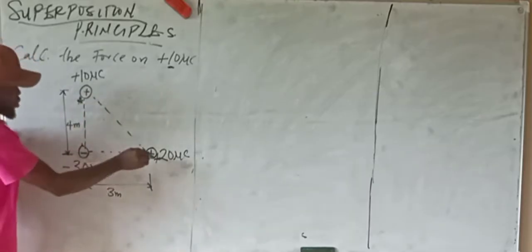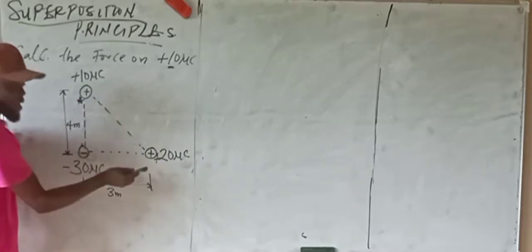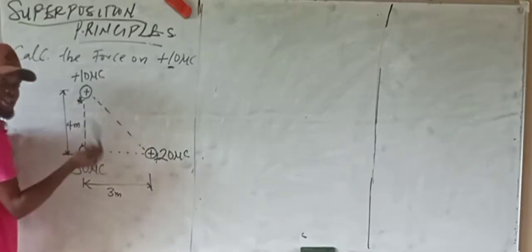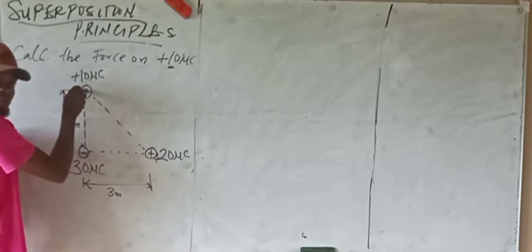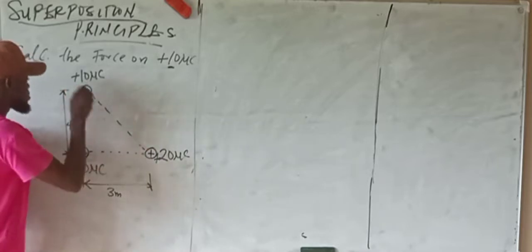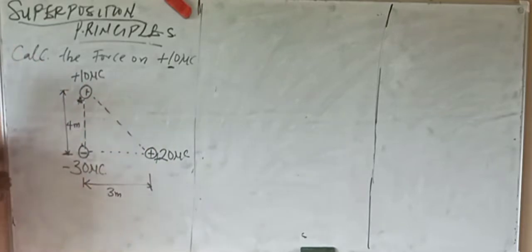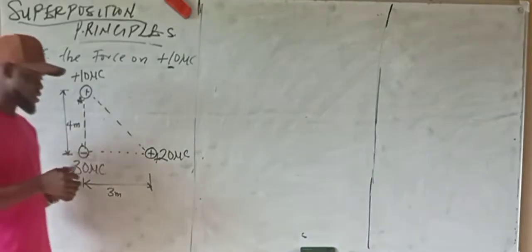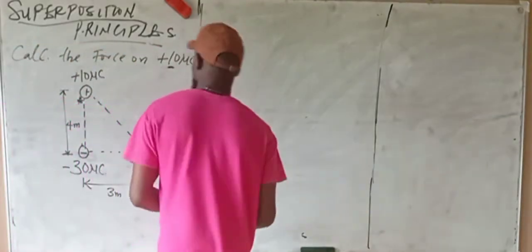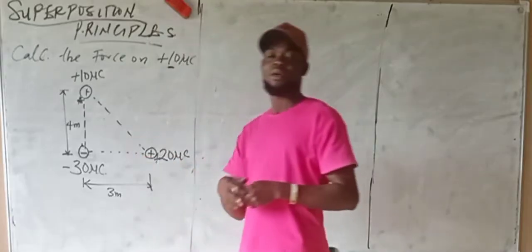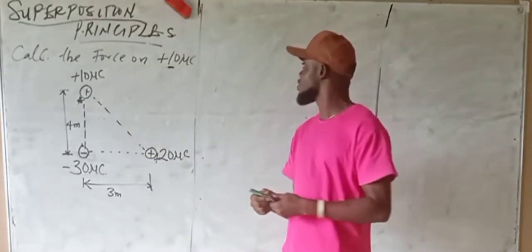I already told you, like charges repel and unlike charges attract. So this minus 20 attracts this plus 10, and this plus 20 repels this plus 10. The next thing, to calculate the force of attraction, is to add the forces together vectorially, using vector addition.